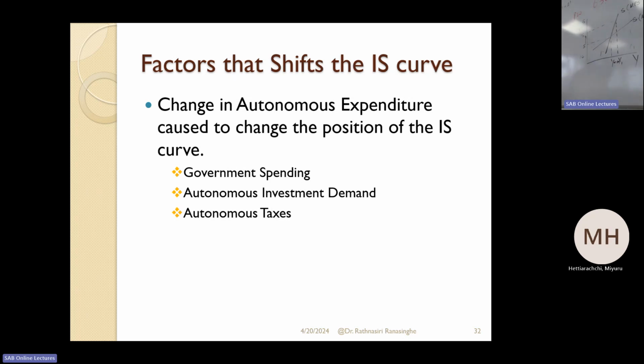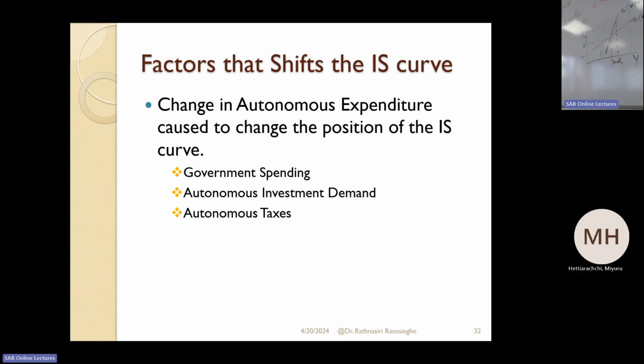And the taxes here, we know that our tax function we can write this way. There is an autonomous part and a proportionate part. This is autonomous tax. So that is also one factor that goes to shift the IS curve. So all the autonomous expenditure changes the position of the IS curve.